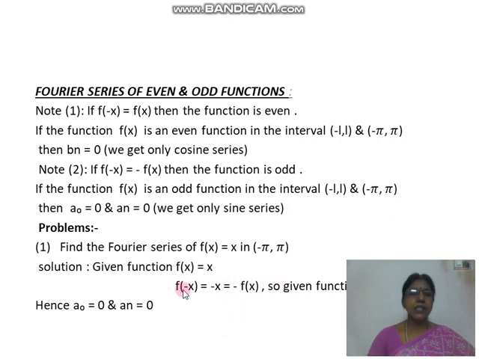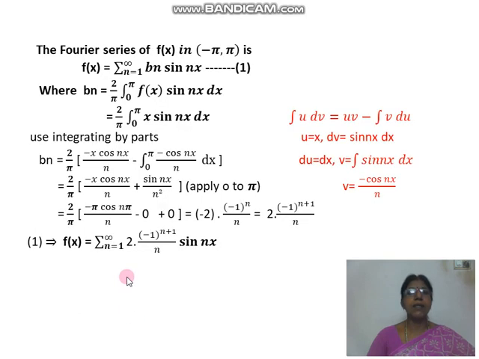So if the given function is odd, then a0 is equal to 0 and an is equal to 0. See this one. If the function is odd, then a0 is equal to 0, an is equal to 0, so we only need bn. That means we are going to get a sine series. It is enough to find bn only. Now the Fourier series of f of x in minus pi to pi is f of x is equal to sigma n equal to 1 to infinity bn sin nx only.